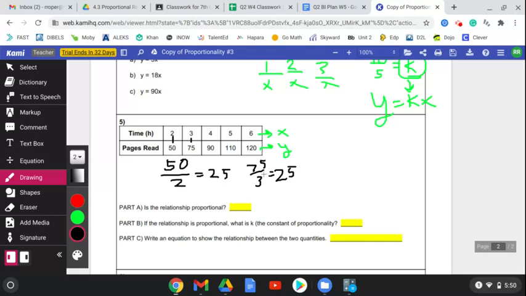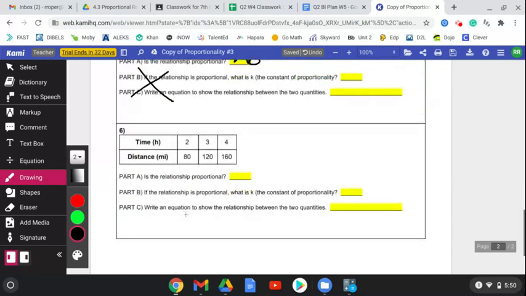Okay, but this must be true of every pair in the relationship. So, like I could try this one, 90 over 4. I could try this one, but let me just try this one, 120 over 6. What's 120 over 6? Well, that would be 20, right? And so as you can tell, these are not the same. They're not the same, and so no, the relationship is not proportional. And if it's not proportional, we don't need to answer parts B and C.